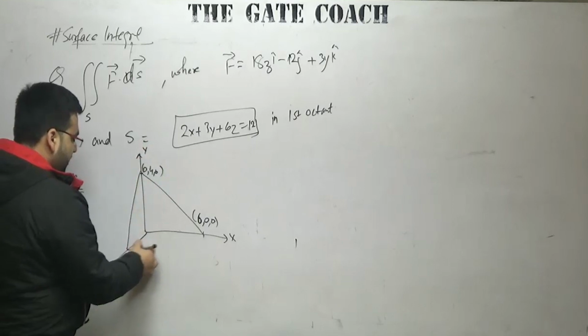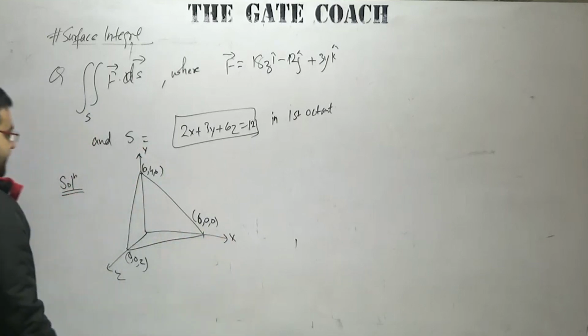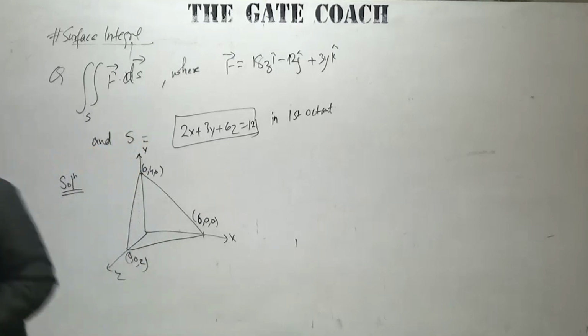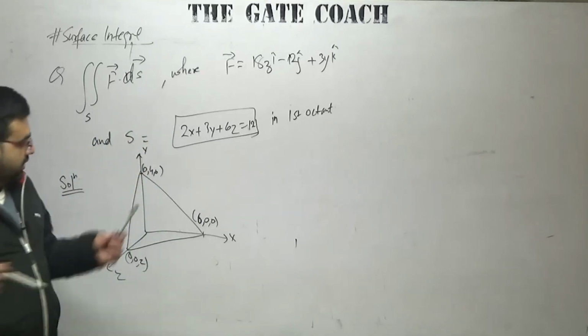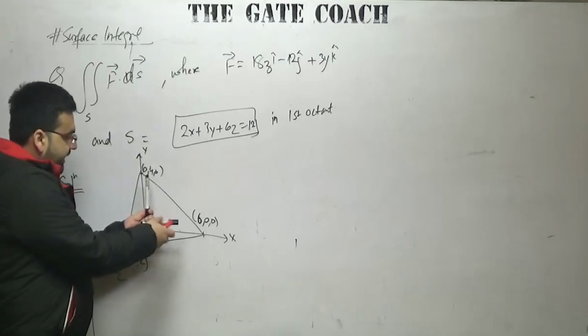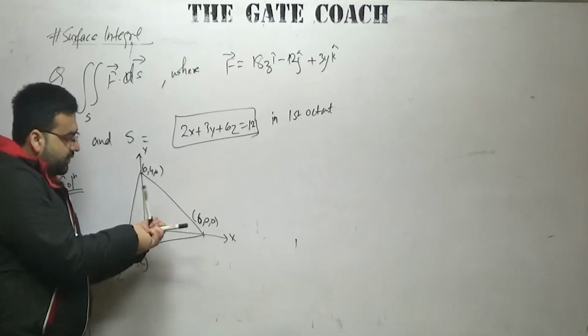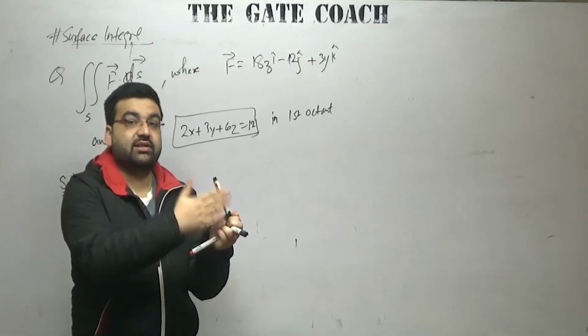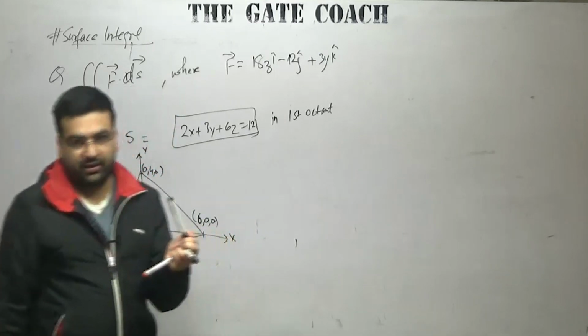Let me join it like this. So we have got a surface like this. So it is a plane. Try to imagine it, right? For example, this is my y, this is my x, and this is my z, somewhat like this, and it is a plane going like this. So we have to calculate the surface integral along this plane.